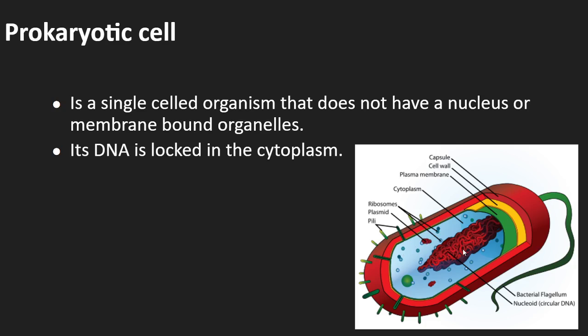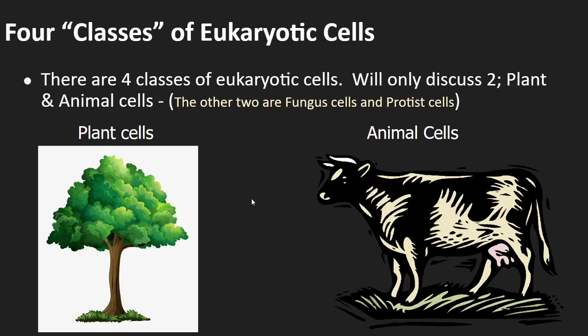And in fact, that's what prokaryote means. Karyote means nucleus, so pro means before the nucleus, and eukaryote, EU, means true nucleus. So this was around before there was a nucleus. In fact, the nucleus evolved to be the eukaryotes. So there are four classes of eukaryotic cells.